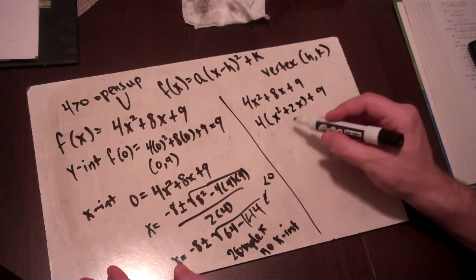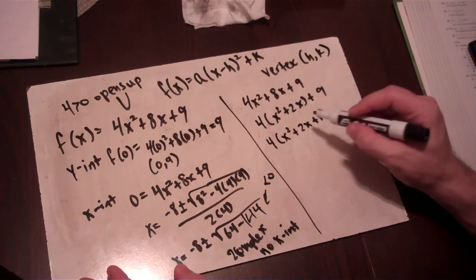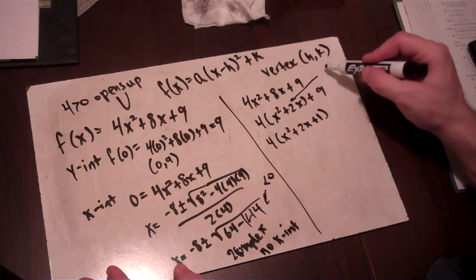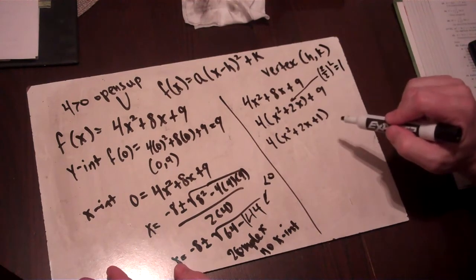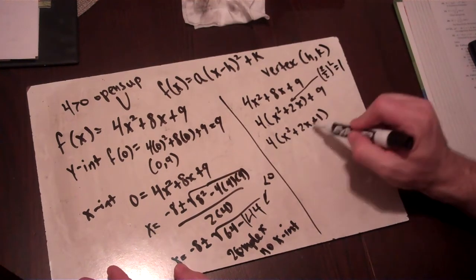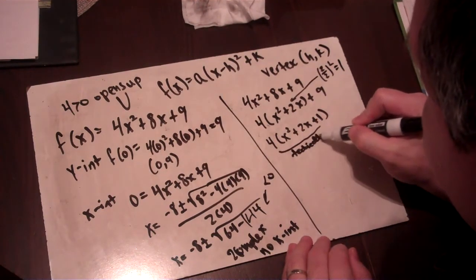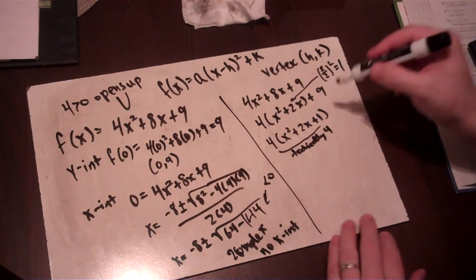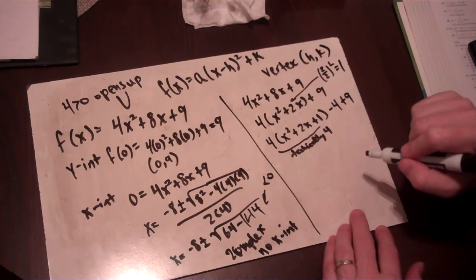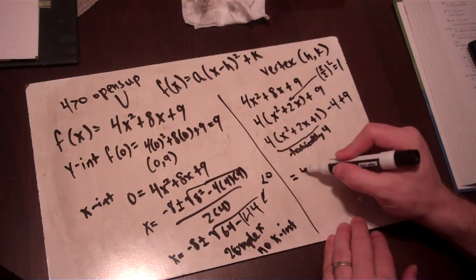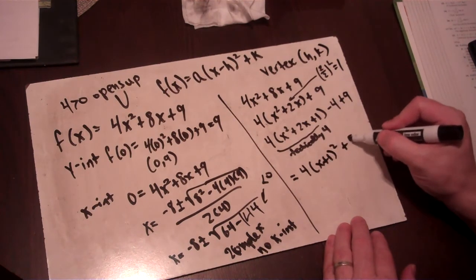Then I'm going to complete the square inside here. So I get 4 times the quantity x squared plus 2x plus 1. And that comes from taking half of the 2 and squaring it. And 1 squared is 1. So I'm going to add 1. Now, because I added 1 inside, technically I added 4. And if I add 4, the only way to undo that is to then subtract 4 as well. And I still have the plus 9. So this becomes 4 times x plus 1 squared, minus 4 plus 9 is plus 5.